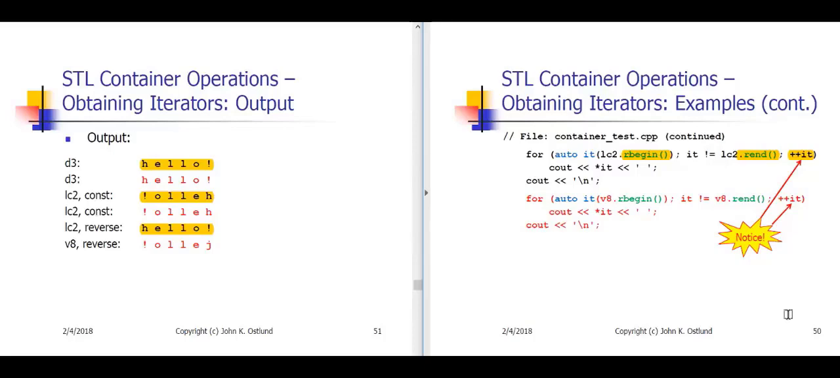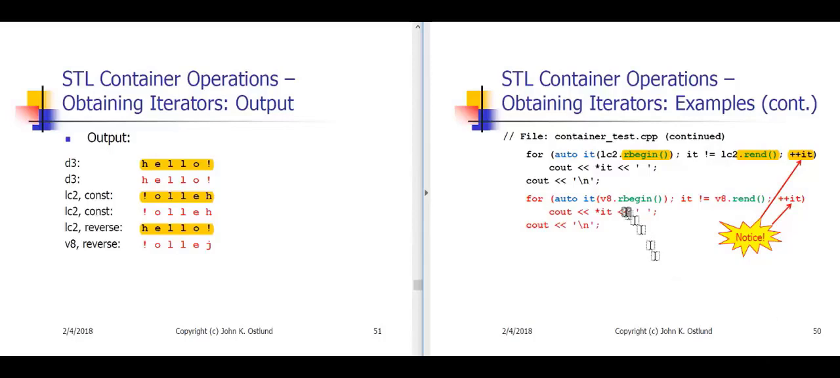Alright, so this can be quite confusing, but remember that when you use reverse iterators, you still use ++ to go from one element to the next element. It's just that that next element is prior to the current element instead of after the current element.